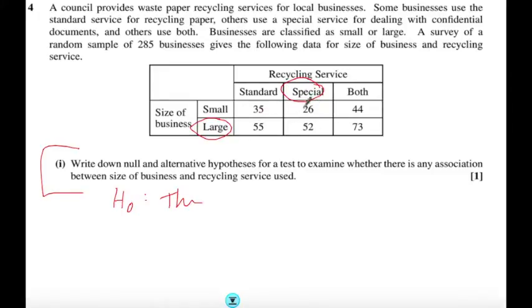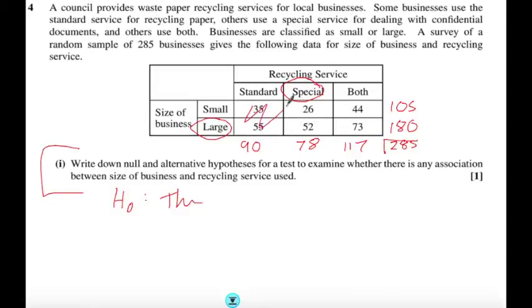So to do this, to start, we need to work out all the marginal totals. So I'm going to do 35 plus 26 plus 44 is 105. And then 55 plus 52 plus 73 is 180. 44 plus 73 is 117. I mean, I guess we don't need to work out all of these. We only need the ones corresponding to special and large. But let's do it anyway. And there are 285 businesses in total.